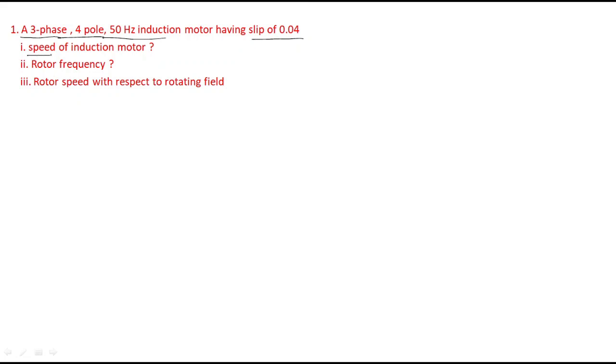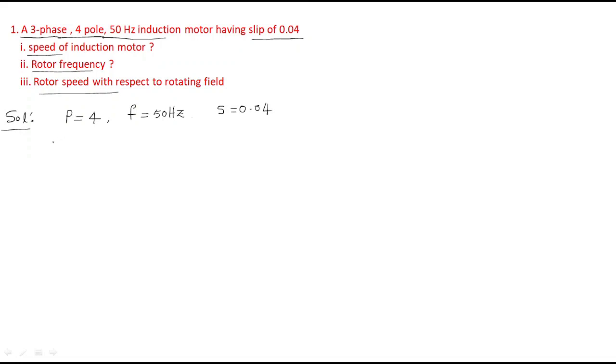First question, speed of the induction motor. Second question, rotor frequency. Third question, rotor speed with respect to rotating field. First, we will write down the given data. First is a three-phase system. The number of poles is 4, and the frequency is 50 Hz. And the slip value is given as 0.04.